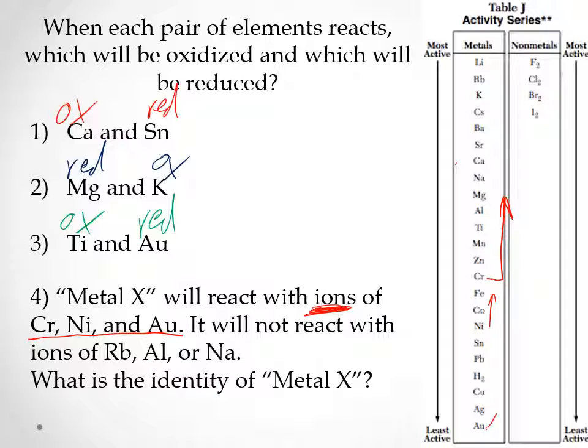It says it will not react with ions of rubidium, aluminum, or sodium. That means it has to be lower on the chart than Rb, Al, and Na. So Rb is up here, has to be lower than that. Na is right here, has to be lower than that. And Al is right here, has to be lower than that. So we're looking for some element lower than Al, but higher than Cr. That means it could be either titanium, manganese, or zinc. We don't know which one, but it's one of those three options.